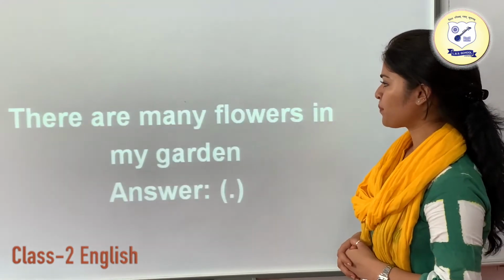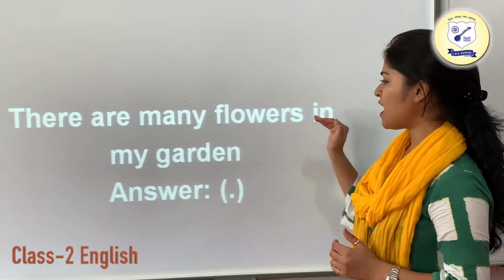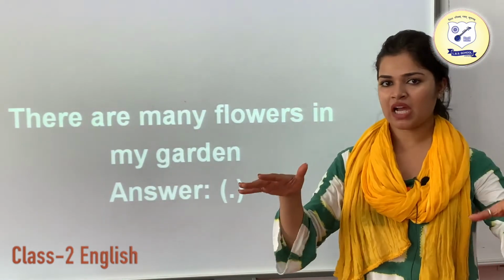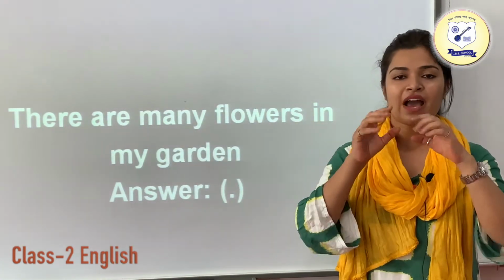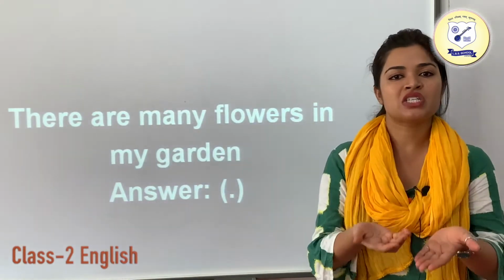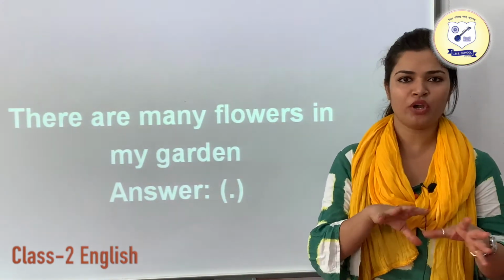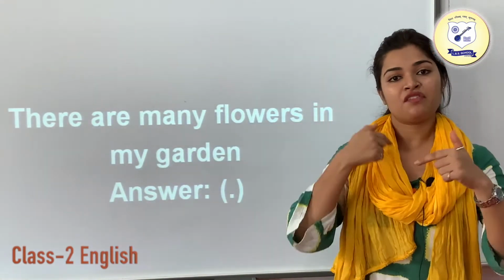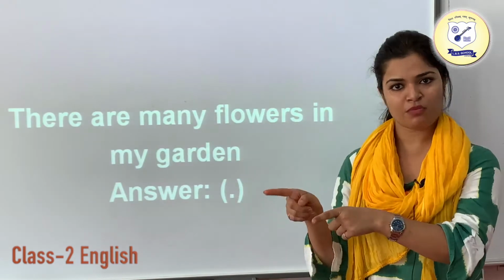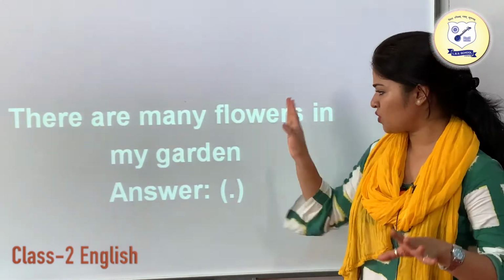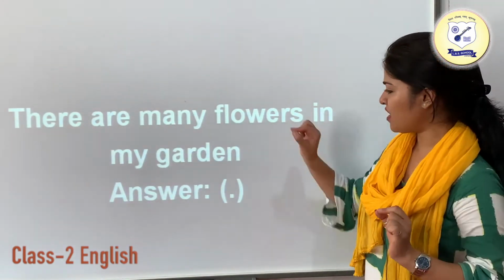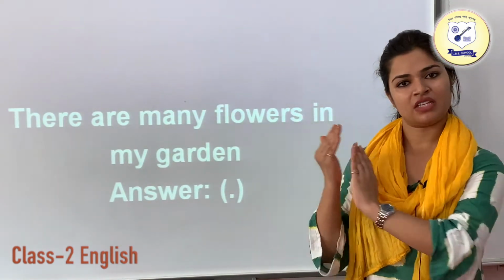Okay. There are many flowers in my garden. Like I am having a garden, I am just telling you that I am having many flowers. If I was asking you how many flowers do you have, then your answer would be the number of flowers. If you are asking something, then we will put a question mark, but since I am just telling you that I am having flowers in my garden, that is going to be your sentence, and we are just going to put a full stop after the sentence.